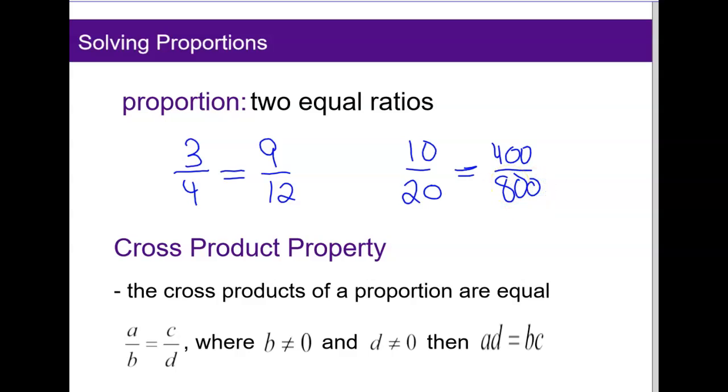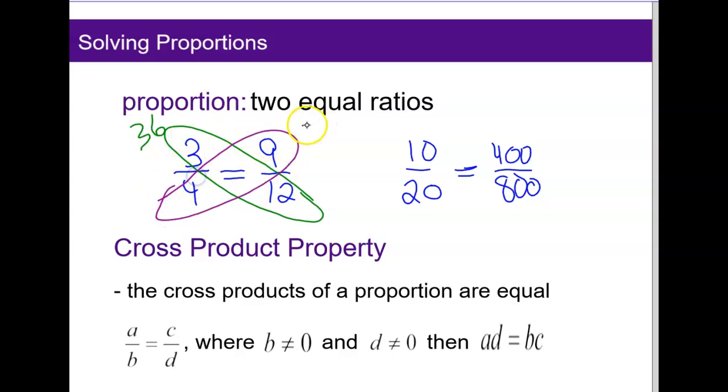But one of the interesting things about two fractions or two ratios that are equal to each other that form a proportion is if you take their cross products, 12 times 3 is 36, and 4 times 9, also 36. If you have a proportion, the cross products are equal to each other. And we're going to see how we can use that to help us solve a proportion.